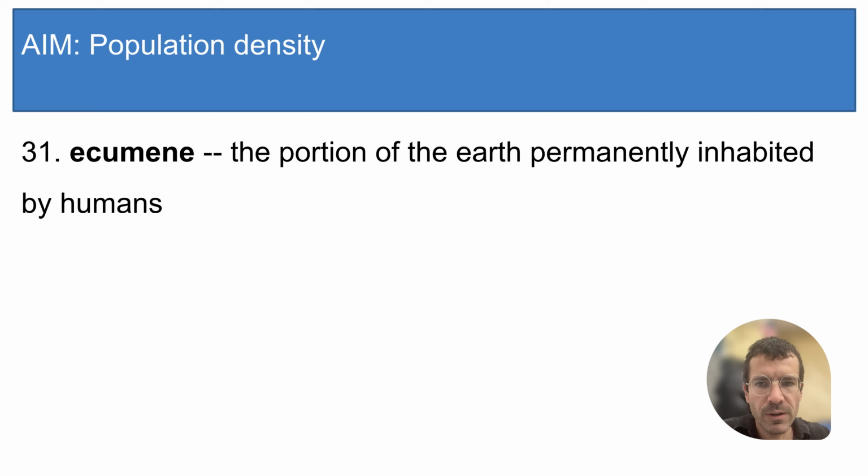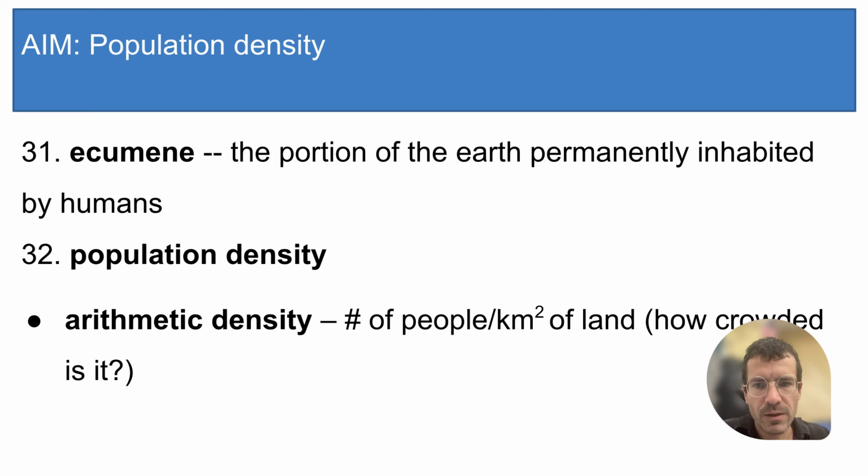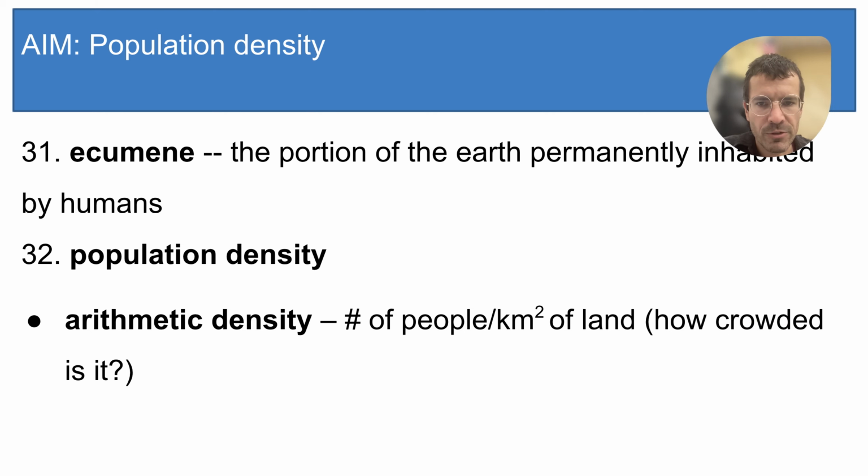All right, the rest of this video, we're going to be looking at ways of measuring population density. And your first method of measuring population density is called arithmetic population density. And this is the number of people per area of land, usually measured in square kilometers. And this measurement tells us how crowded a place is.